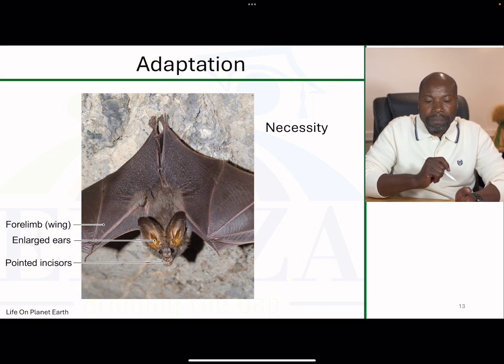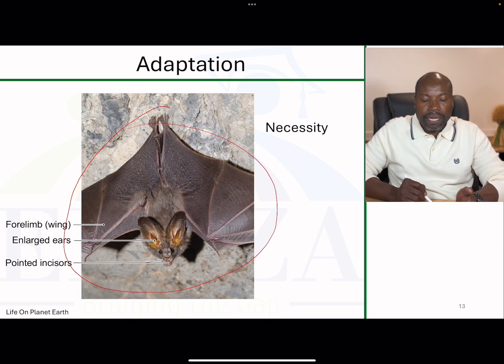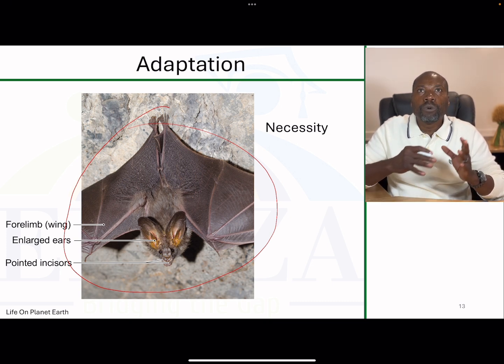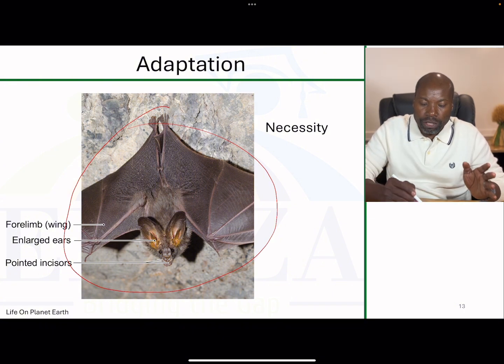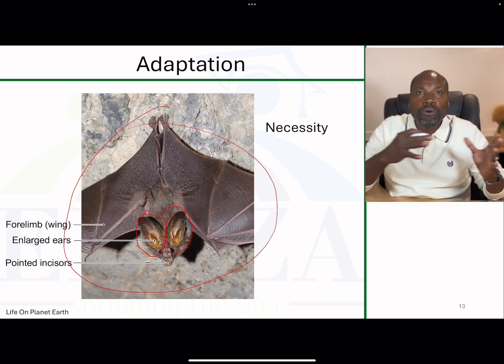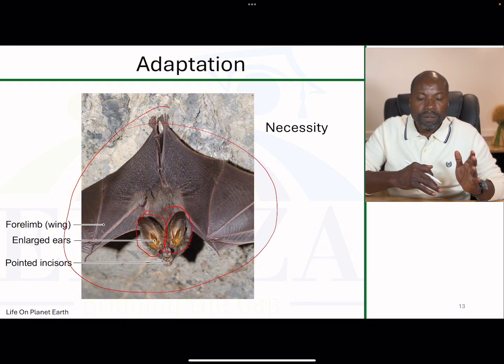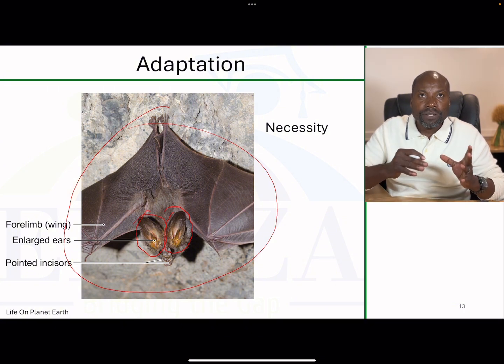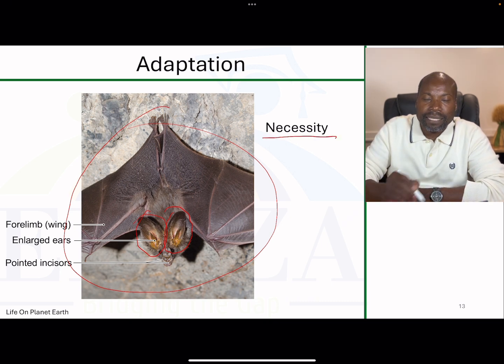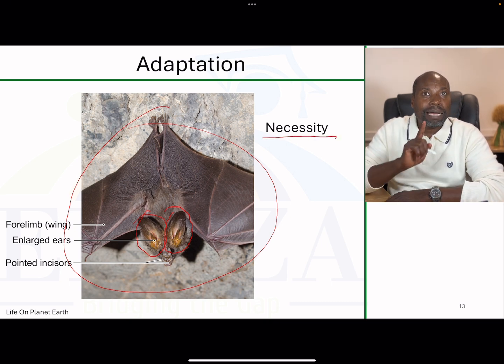All right. So, more adaptation. You have this bat that has evolved to be able to move around with echolocation. Now, this bat's ears are designed to actually be able to move around with echolocation, right? And these adaptations don't happen by accident. They happen by necessity. Okay? This adaptation happened by necessity.